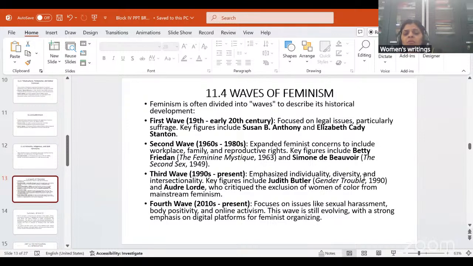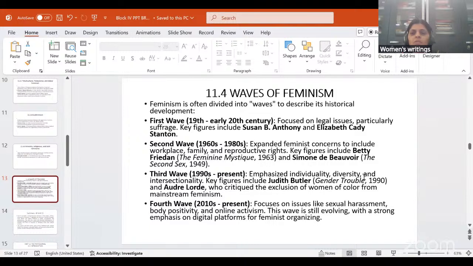Therefore, Audre Lorde comes up with the ideology that Black women should not be excluded from the problem. She criticized that the exclusion of women of color, as in Black women or brown women, should not happen in mainstream feminism. We have to look at their problems too, and their problems are specific compared to the problems of white women, she says.